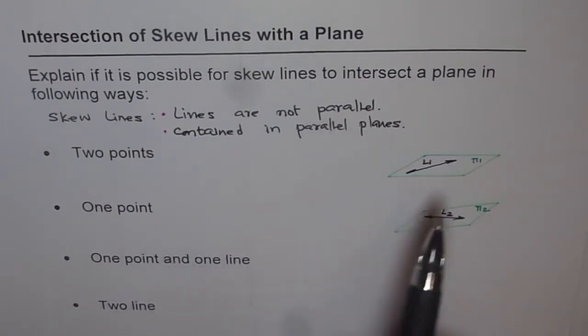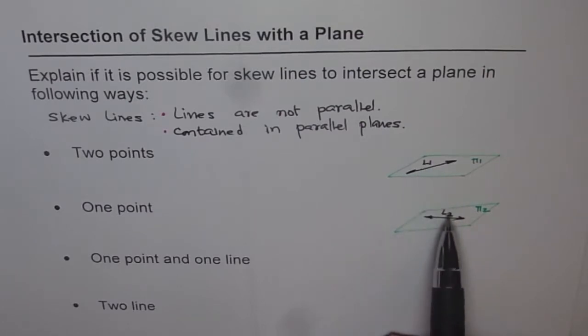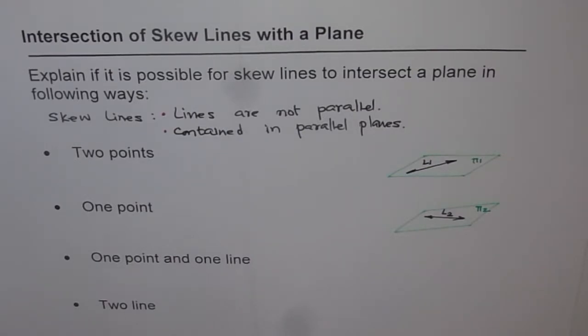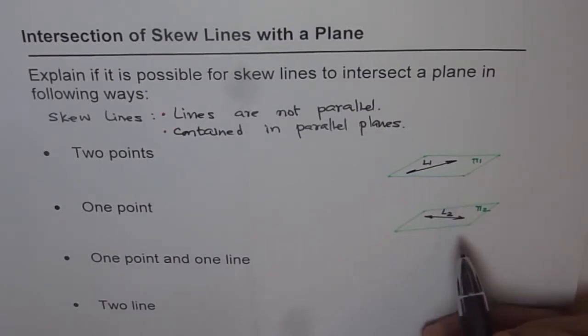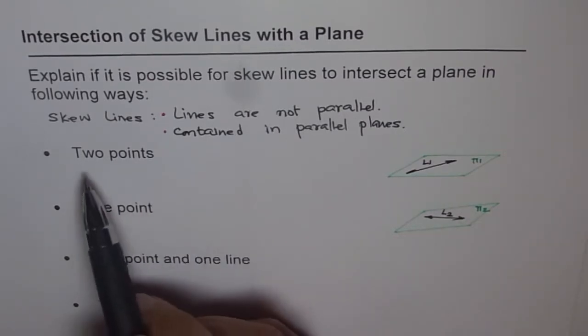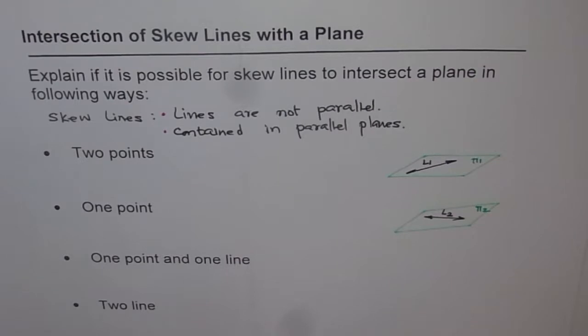So we have lines that are not parallel. That means they have direction numbers for L1 and L2 which are different, right? Which are M1 and M2. But planes pi 1 and pi 2 both have the same normals, right? So the normals are the same. So that is the situation. Now we need to understand how they can intersect at 2 points. First question is, can they intersect or not? Second, how can they intersect, right?